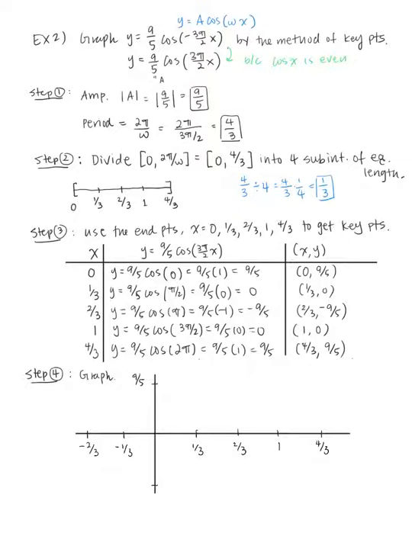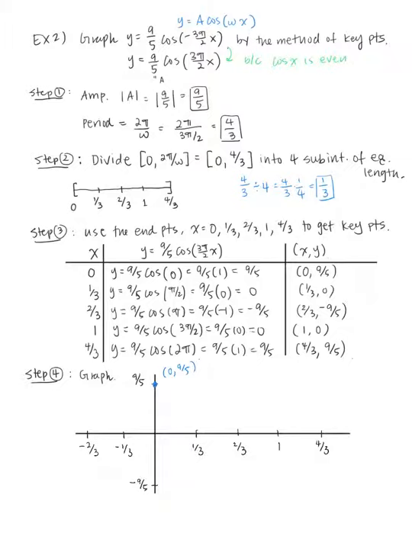And then here you're going to have -9/5. Okay, so let's plot some points here. So when x is 0, you're going to have to plot 9/5. So let me change the color. Always, please always label your points. So this is 0, 9/5.